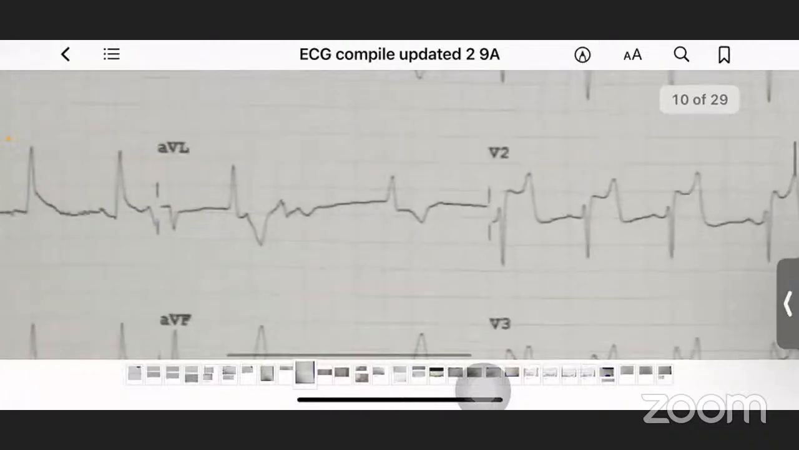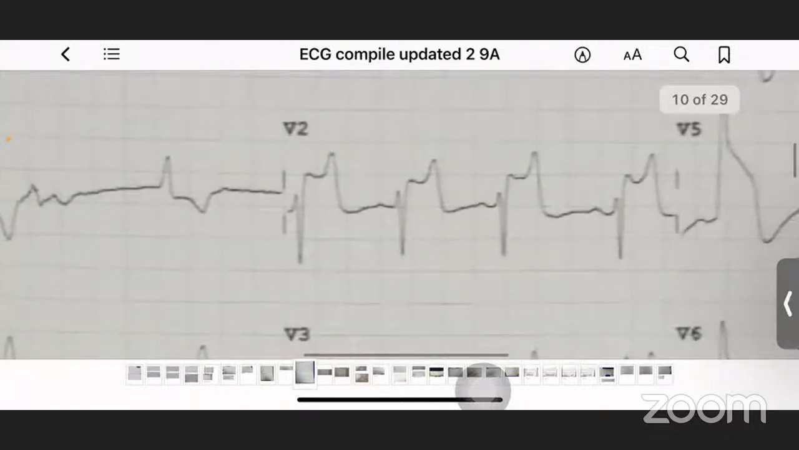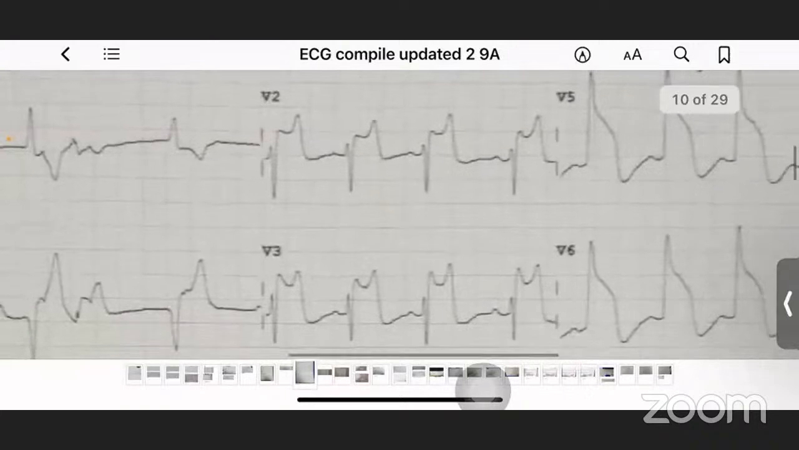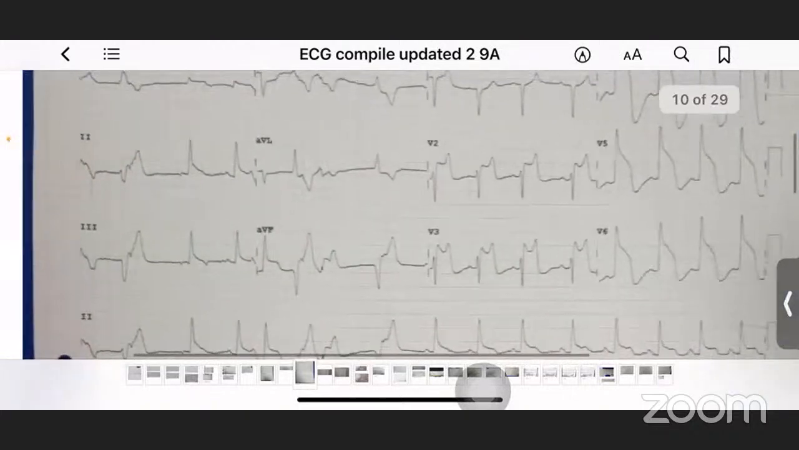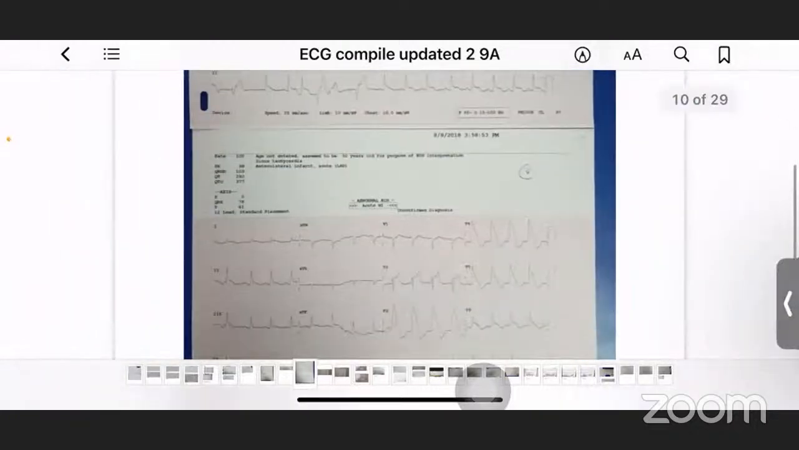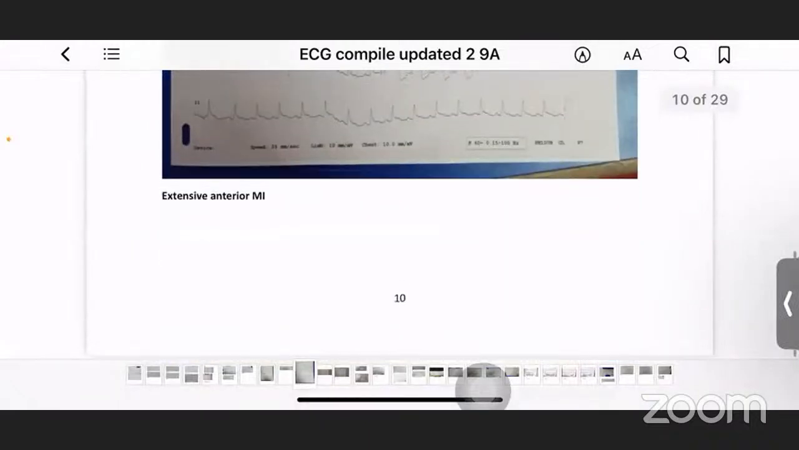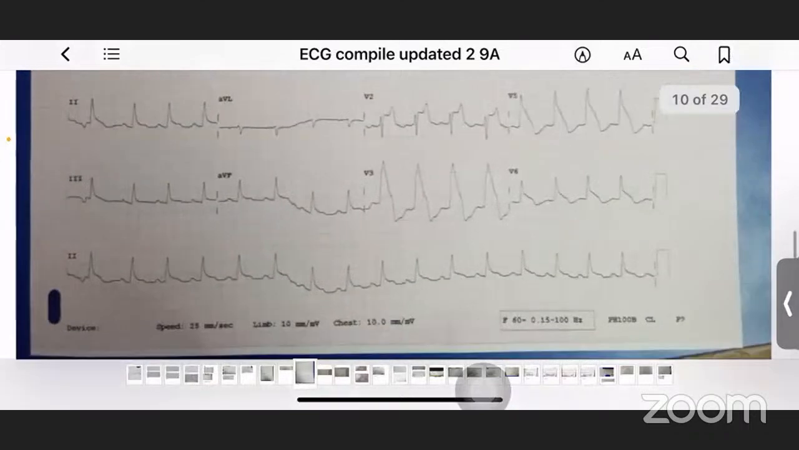Right? In V2, V3, V4 there is a P wave with the PR interval. This is something you may not be expected to know how to interpret because it's not so straightforward. But this patient actually has an extensive anterior MI.